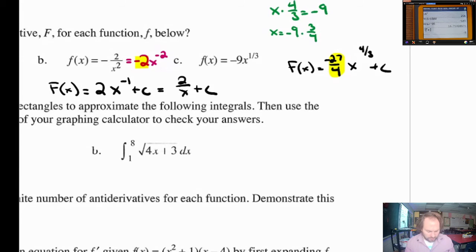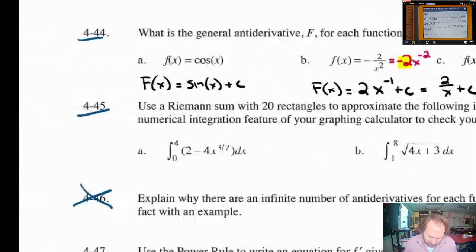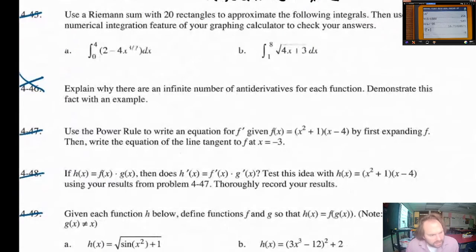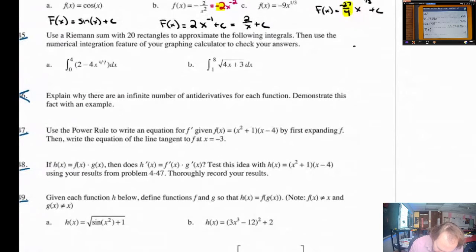Pretty groovy. For question 445, we're going to use the Riemann sum with 20 rectangles to approximate the following integrals, and then use the numerical integration feature of the graphing calculator to check your answers. I'm not sure if we're going to do both of these. We'll see how long one of them takes. But let's start with question A.